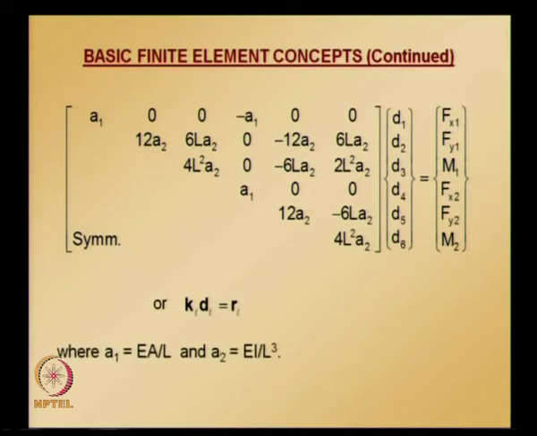Where A1 only upper triangular stiffness matrix is shown, lower triangular components can easily be found because of the symmetry of the stiffness matrix. And please note that in this equation system A1 is nothing but EA over L, which is coming from axial deformation effects, and A2 is EI over L cube, that is coming from bending effects.